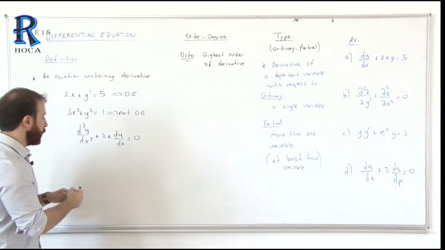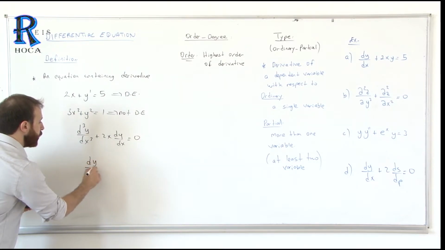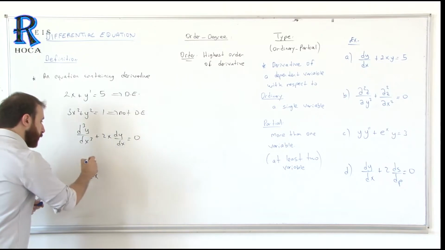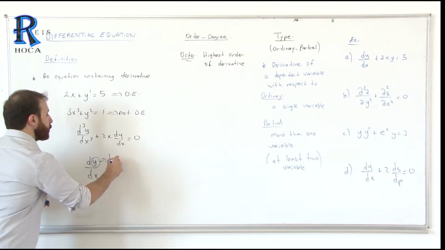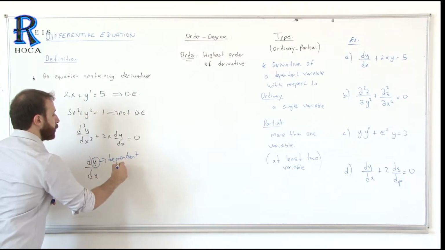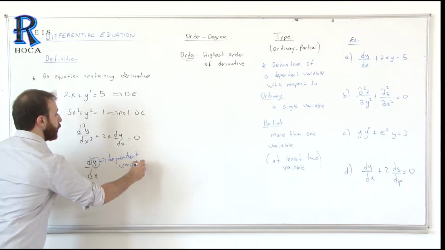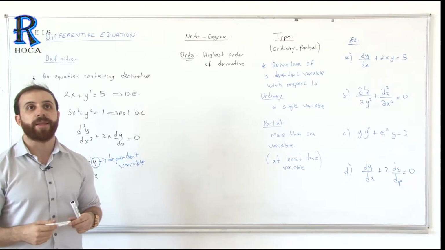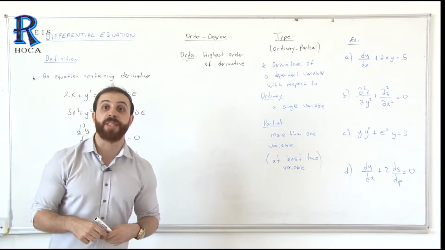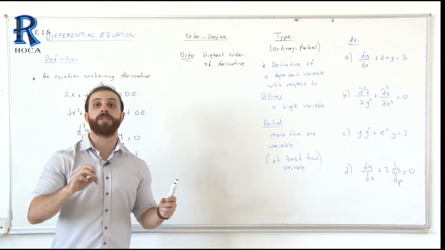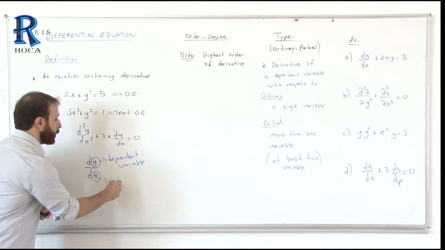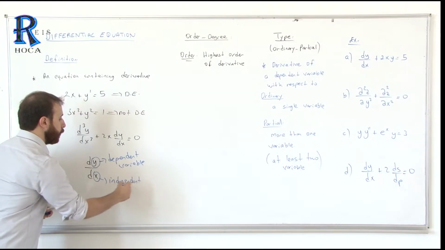The dependent variable is the variable that we are taking the derivative of. For example, dy over dx. We are taking the derivative of y. That's why this is the dependent variable. What is the independent variable? The variable that we are taking the derivative with respect to. That's why x is the independent variable.